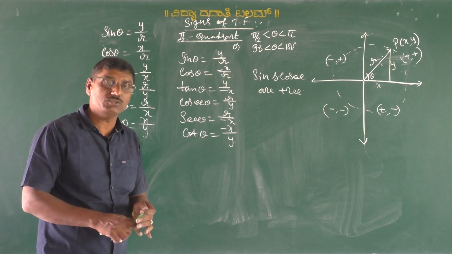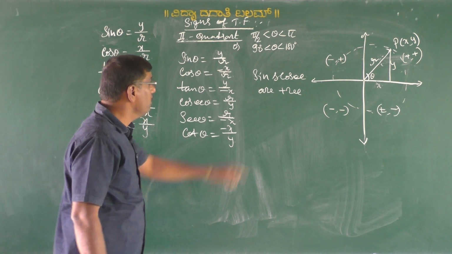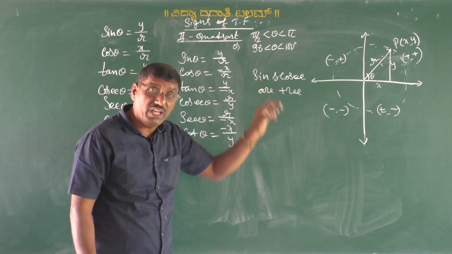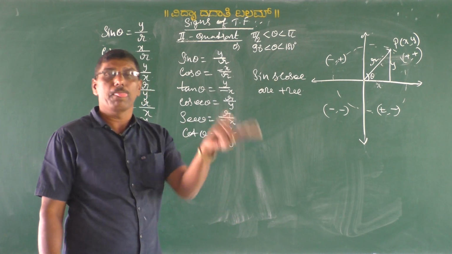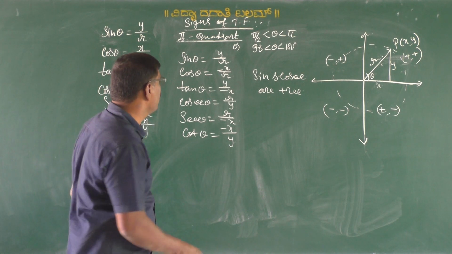What about in third quadrant? Are you understood about first quadrant and second quadrant? In first quadrant all are positive. In second quadrant sine and cosecant are positive, means the remaining 4 are negative. What about in third quadrant?